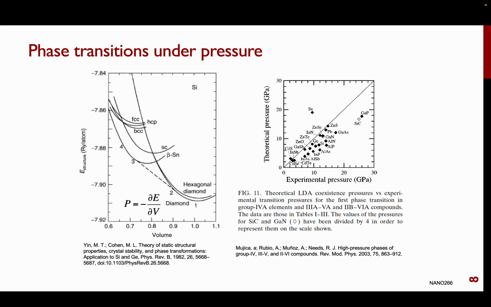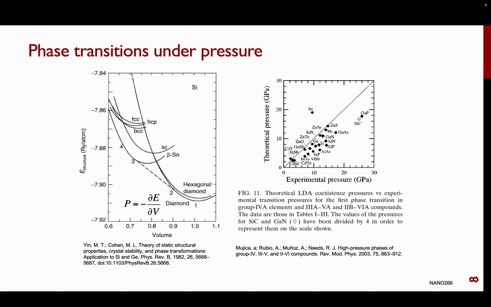Now, when you actually compress silicon and you put it under high pressure, you can get what is called the beta-tin structure, right? So from density functional theory calculations, you can actually determine what is the pressure required to bring about this transformation, right?